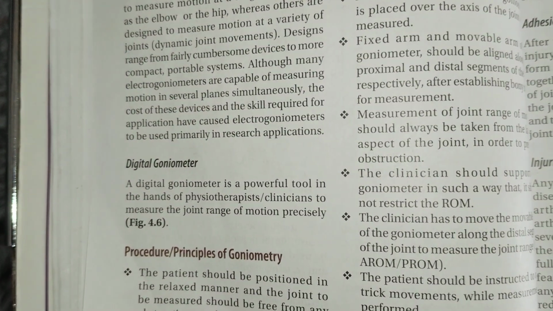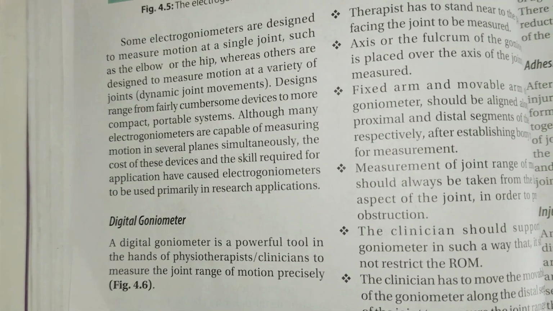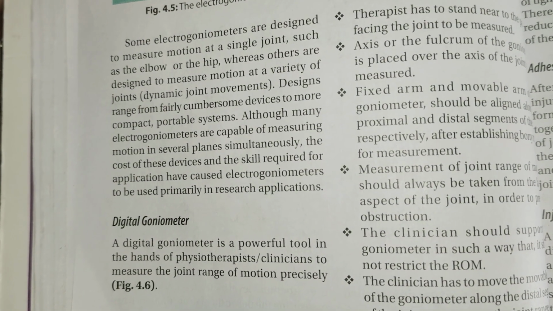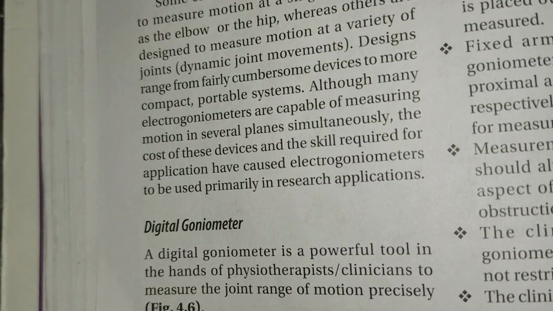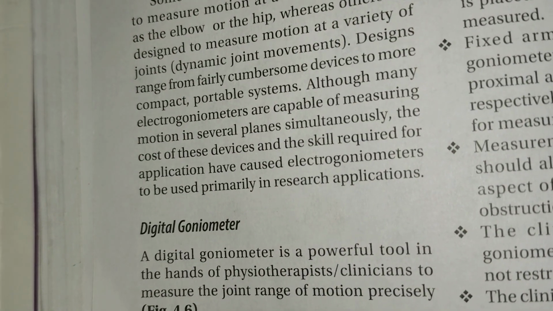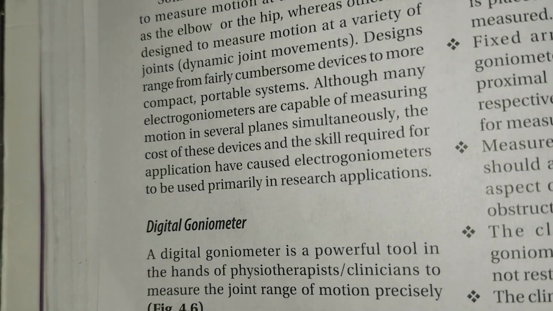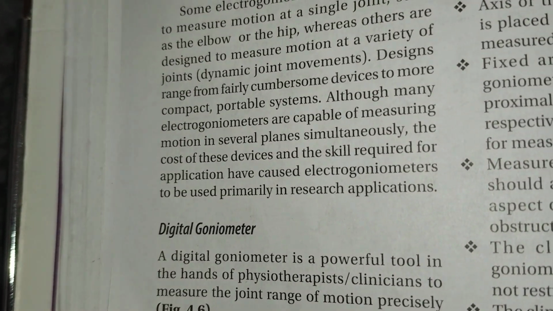And the next one, the digital goniometer. A digital goniometer is a powerful tool in the hands of physiotherapists and clinicians to measure the joint range of motion precisely. This is the digital goniometer. These are the types of goniometers.